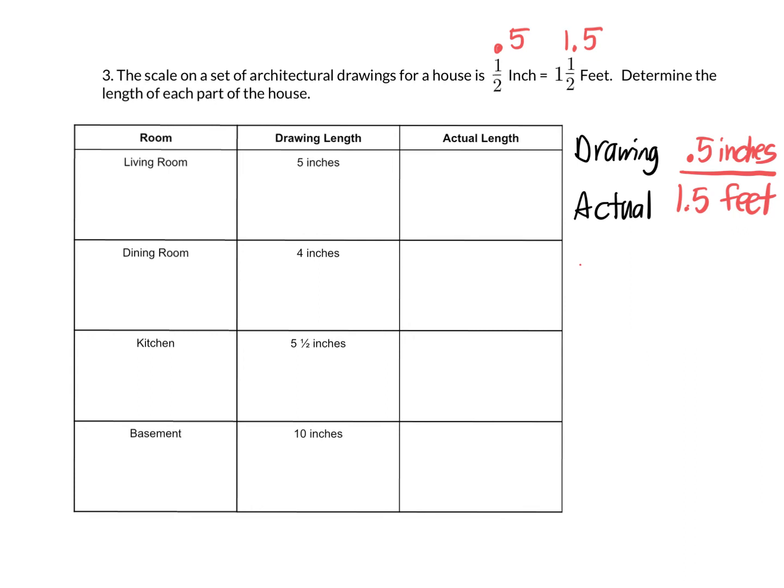We already know that we're going to have 0.5 inches and 1.5 feet. And it says that the living room is 5 inches. So remember, the drawing was on top, so this is going on top. And an X is going here because I don't know what the actual length is. That's what I'm solving for. And now we are ready to butterfly.